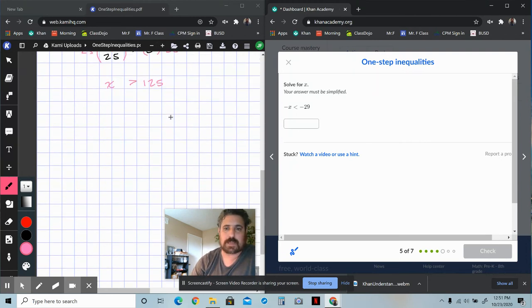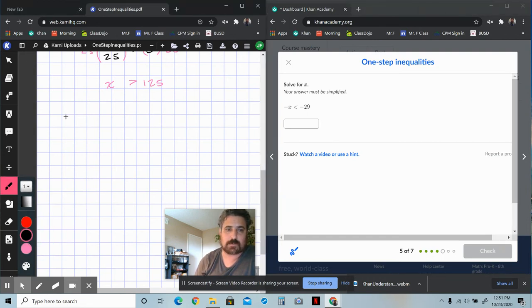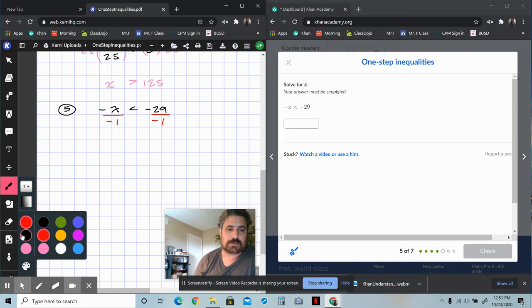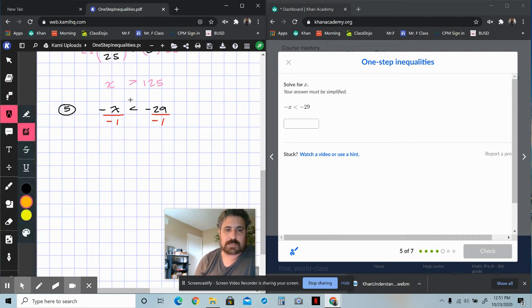Let's do this one. Now this one you guys see you have a negative x. Guess what's going to happen? You're going to have to divide by a negative or multiply by a negative. So this one's one of those where you're going to reverse the inequality. So this is number 5, and you have negative x is less than negative 29. You're going to undo times by negative 1 by dividing by negative 1 on both sides across the inequality. So ultimately this is going to have to reverse, right? Because you're dividing both sides by a negative, which means you got to reverse that inequality.